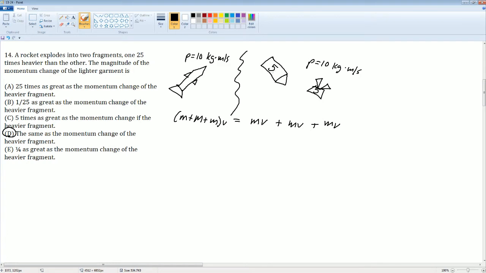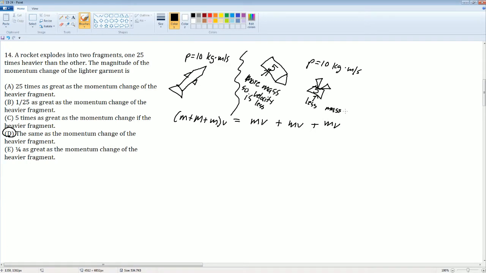Even though this one is heavier, sorry, it has more mass, 25 times more mass, that doesn't mean it's going to have less momentum. It's going to have more mass, so its velocity is less. Here it has less mass.